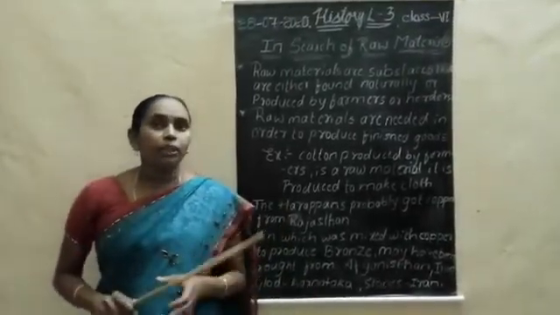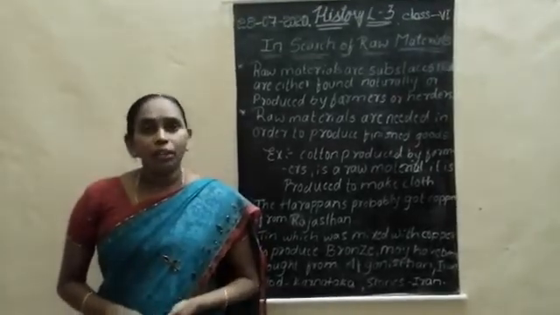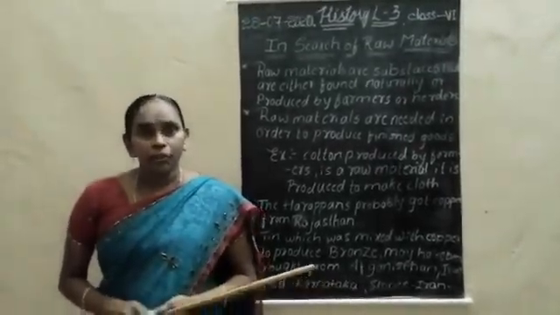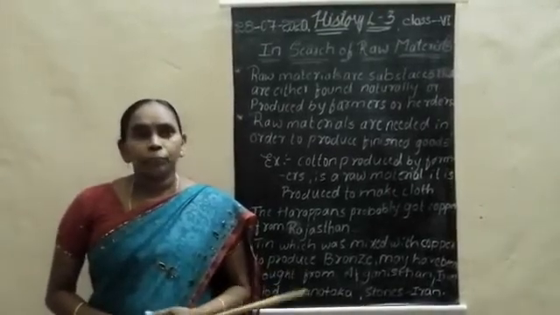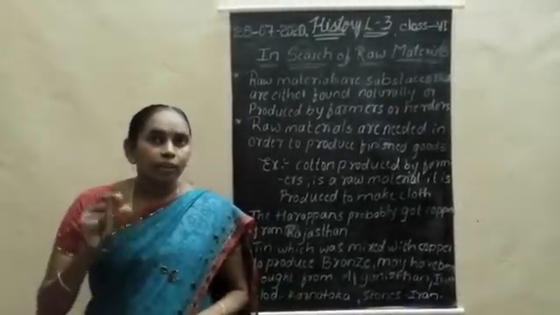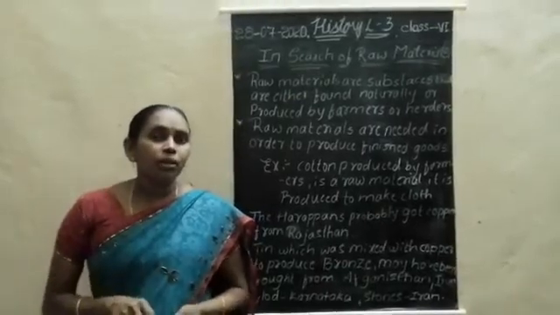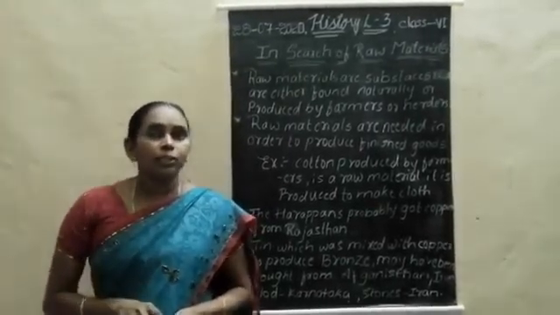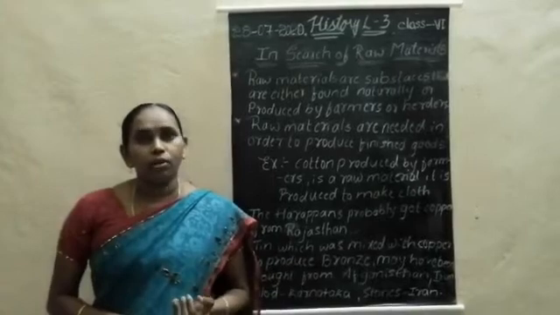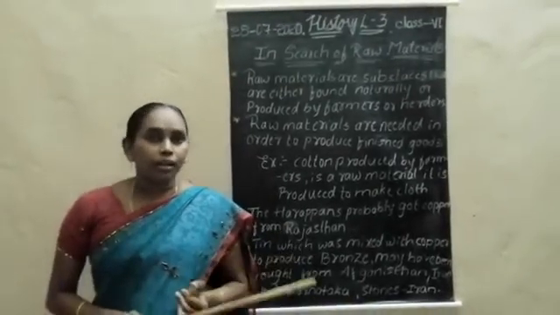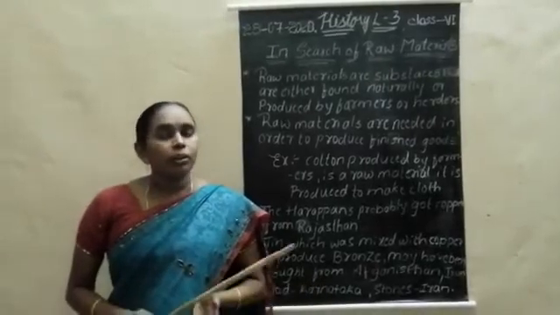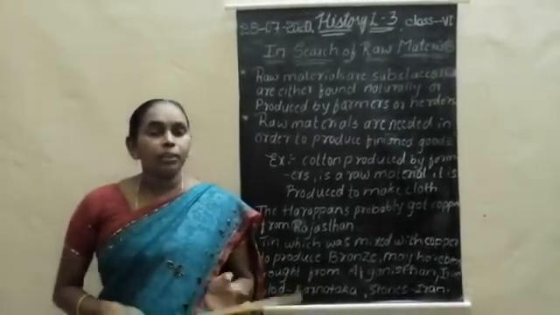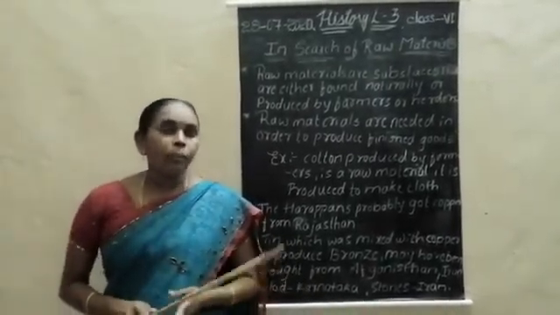So all these materials, the raw materials: where are they available? For example, when we melt gold, we can prepare different kinds of ornaments like a chain, earrings, or rings. Silver too. Not only gold and silver, but different kinds of raw materials.